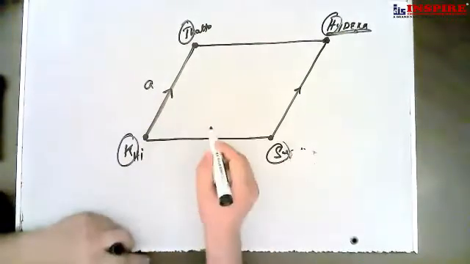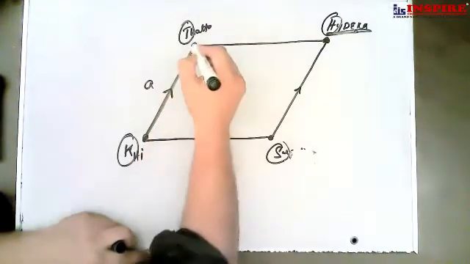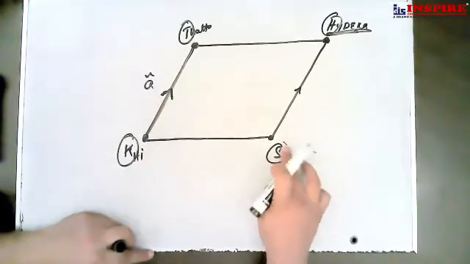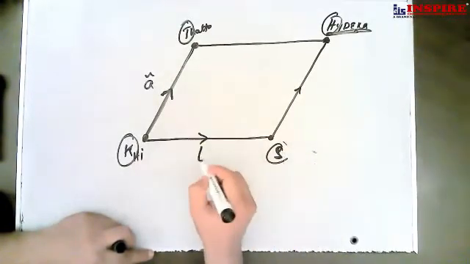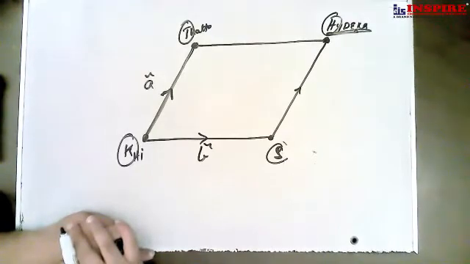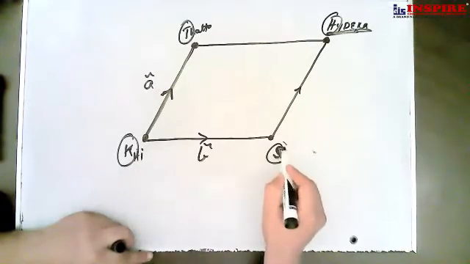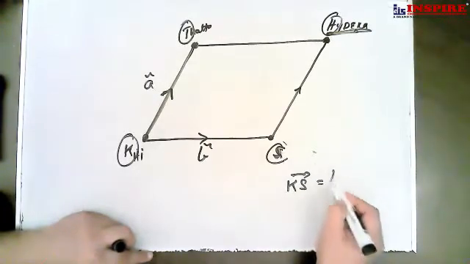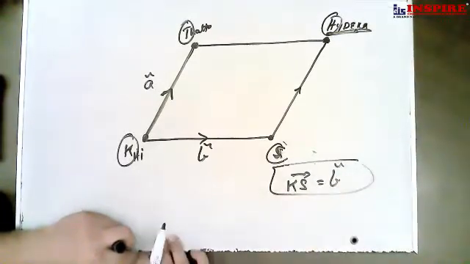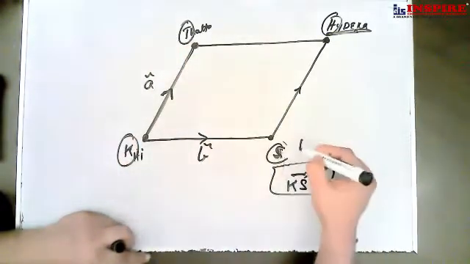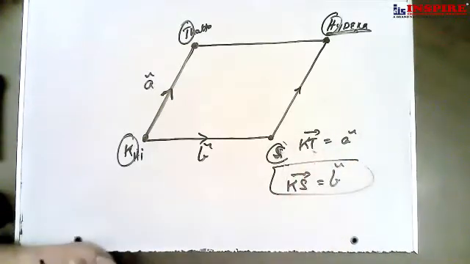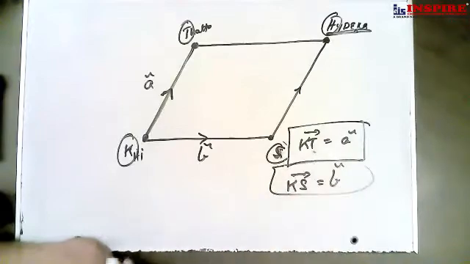Now, from Karachi to Thatta is equal to A. From Karachi to Super Highway is B. What do we call these? These are called vector lines. If I go from Karachi to Super Highway, it's called KS. So KS is given by B. And if I go from Karachi to Thatta, it is given by A, another vector. Done? Yes.